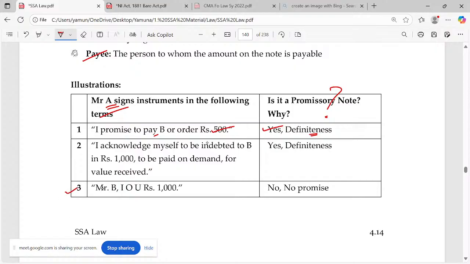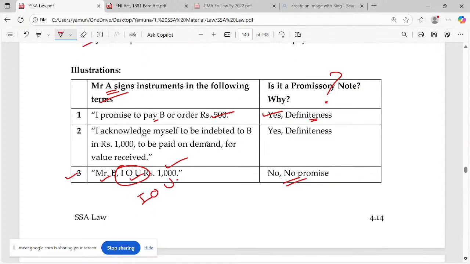Let me go for the third one. Mr. B, I owe you 1,000 rupees. It has a different meaning, I owe you. So it's not a promise. The wordings are not solid.